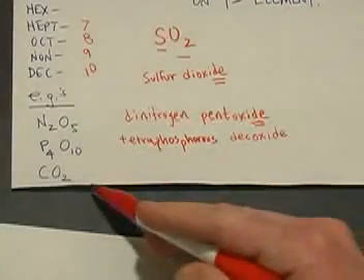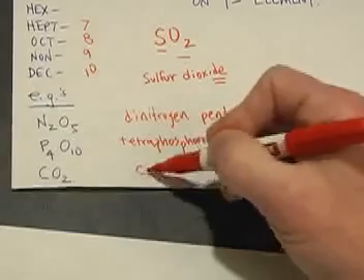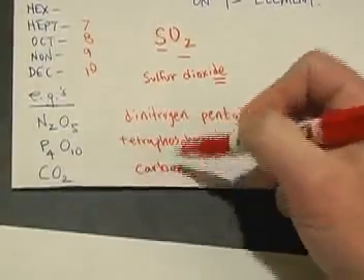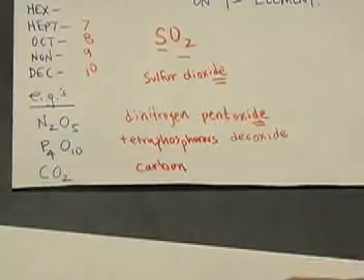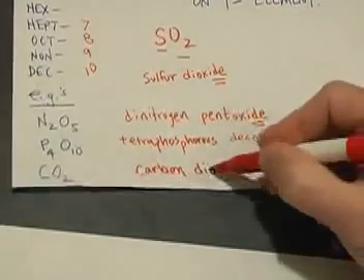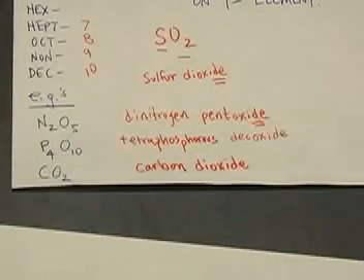Try this one now, CO2. Hopefully you did not use mono on the first element and you just called it carbon, and for the second one you used the prefix di, meaning two, and then you used the ending IDE and you called it carbon dioxide, and you would be correct. Let's try going the opposite direction. This time let's pretend that we have the name and we need to write the formula.